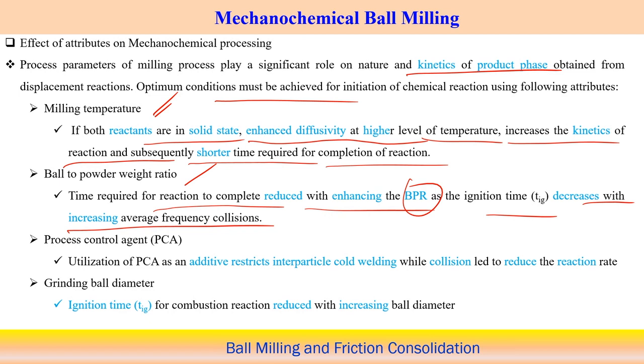A process control agent can also be added. In this case, some additives restrict the interparticle cold welding, which is the purpose of using the process control agent, which leads to a reduced reaction rate. So if you use the process control agent, we are basically reducing the reaction rate. For the grinding ball diameter, the ignition time for the combustion reaction is reduced by increasing the ball diameter. The frequency of collision is much more, so the ignition time can be reduced using the effect of this ball diameter.